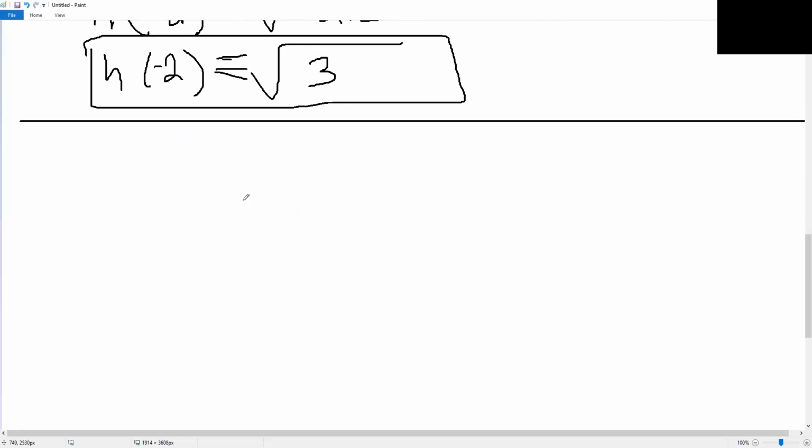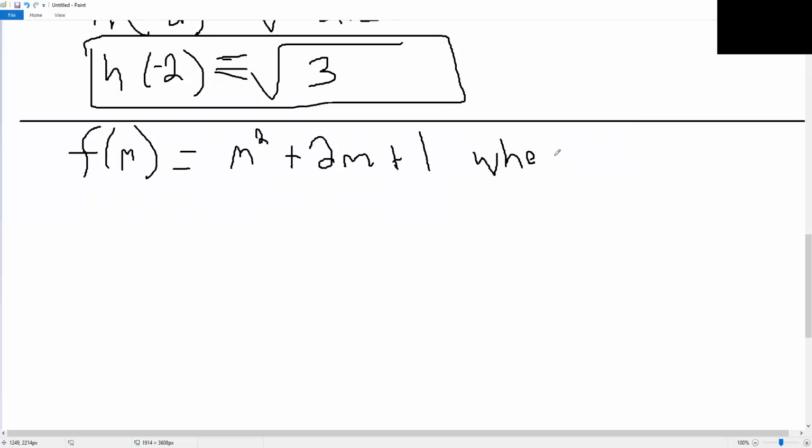And let's try something else. How about function m of m equals m squared plus 2m plus 1, where, this is where the tricky part comes in, m equals q plus 1. Oh, well, that's different.